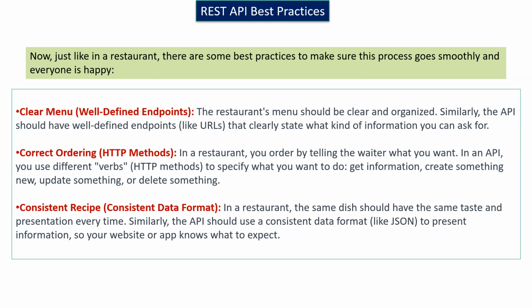The next one is consistent recipe, which is equivalent to consistent data format in computer world. In a restaurant, the same dish should have the same taste and presentation every time. Similarly, the API should use a consistent data format to present the information. Examples of data formats are JSON or XML. So your website or app knows what to expect.